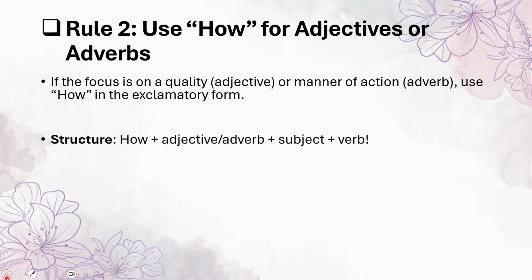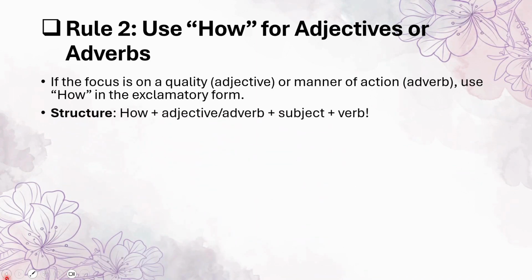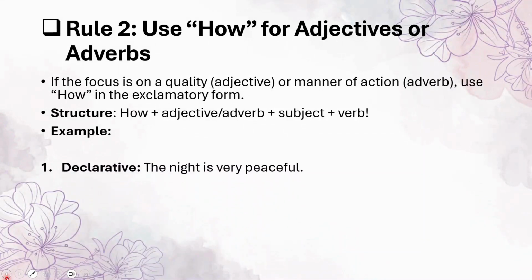Let's first understand the structure. Here is the structure we follow. That is how plus adjective or adverb plus subject plus verb. Just remember this simple pattern. Okay, when focus is on an adjective, let's see the declarative sentence: The night is very peaceful. Here the word peaceful is an adjective. It describes the quality of the night.